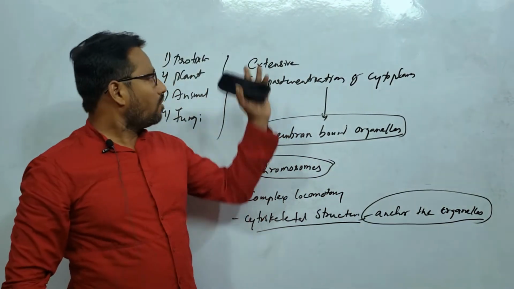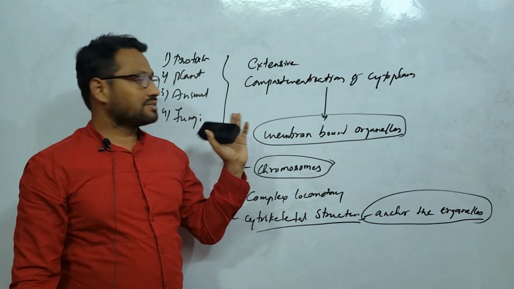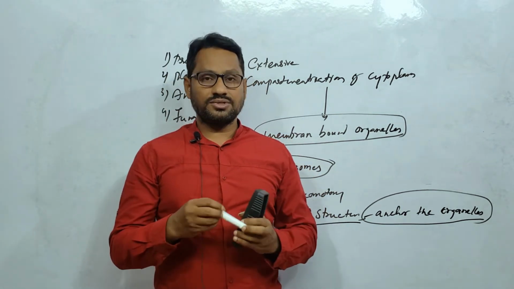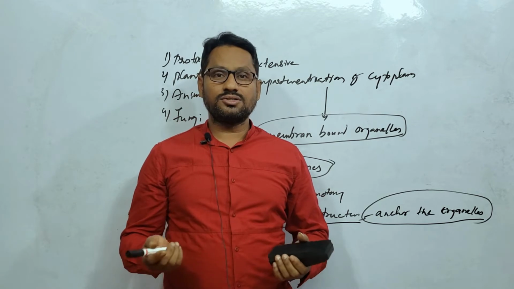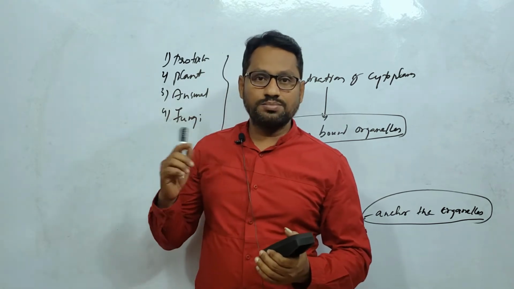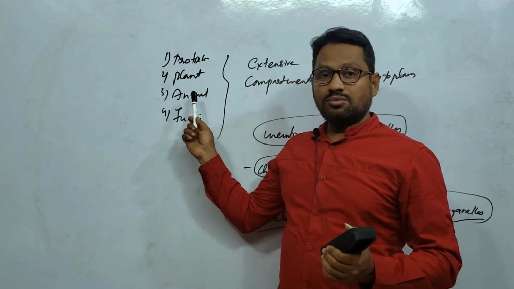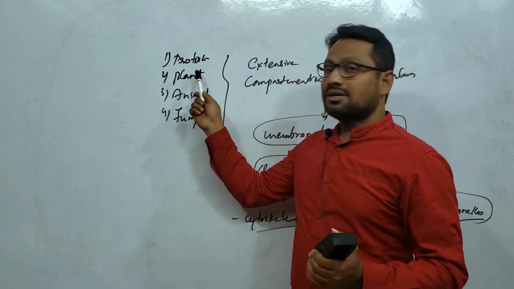And not all eukaryotic cells are identical. For example, plant cell and animal cell are different, as plant cells possess cell wall, plastids and large vacuoles which are completely absent in animal cells. But in animal cells we have centrioles which are absent in plant cells.